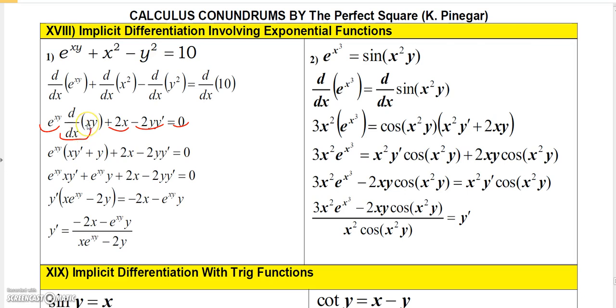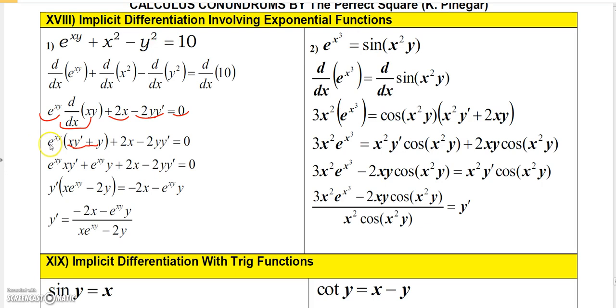Now, I need to go ahead and find the derivative of xy, and we've already done that a couple times, so we know that's going to be xy prime plus y. And now let's distribute the e to the xy through these two terms, so I'll get e to the xy times xy prime plus e to the xy times y. Now let's find the terms that have the y prime in them. So there's a term with y prime. And let's see if I can find another term with y prime. There it is. So I want to keep those two terms on the left.